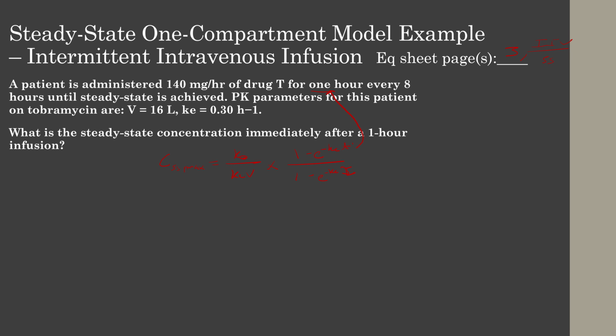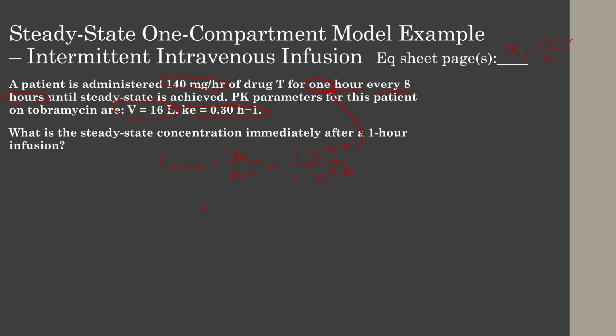What do we know here? We know the infusion rate, so K naught. We know the T prime, which is 1 hour. We know the tau, which is 8 hours, right? TID. And we know the V, and we know the KE. Checking our units: milligrams, hours, liters, hours. Looking pretty good. Everything's in hours. Nothing sneaky here on my part. Finally, let's go ahead and start to solve this kind of more messy equation, probably even a little bit more messy than the last one.